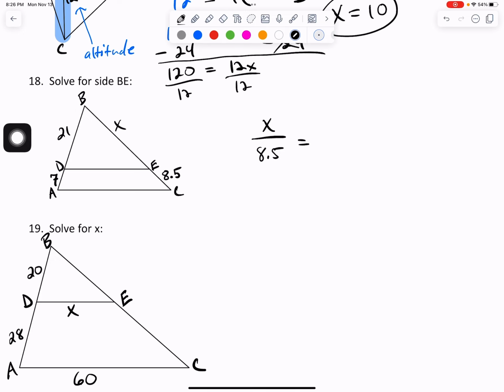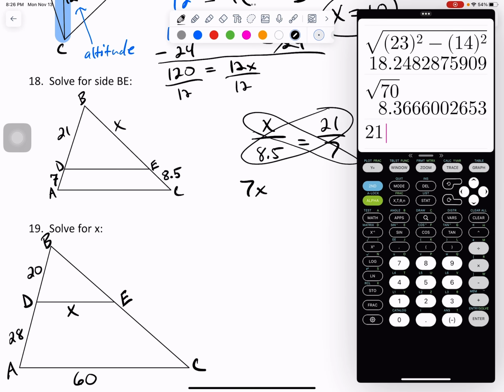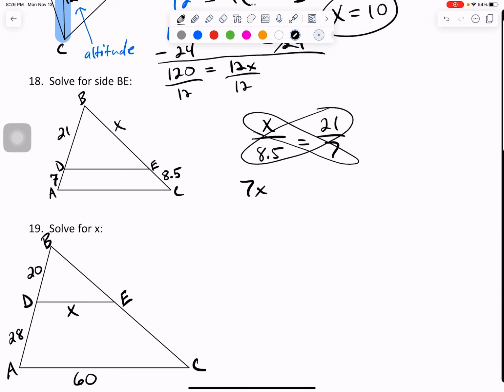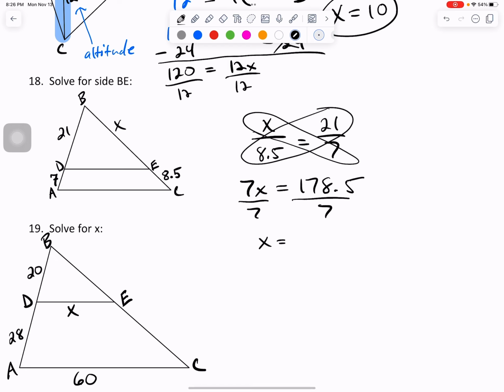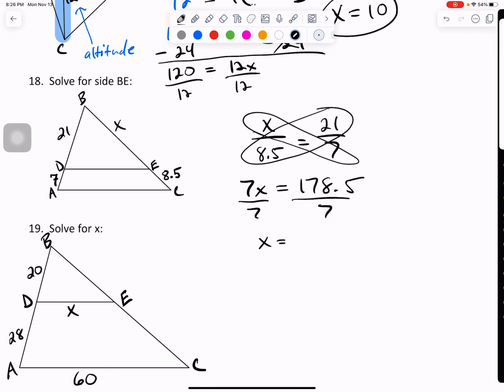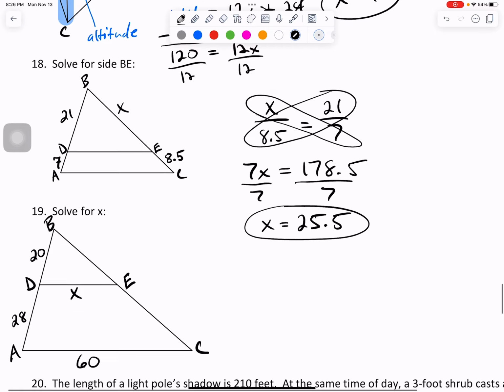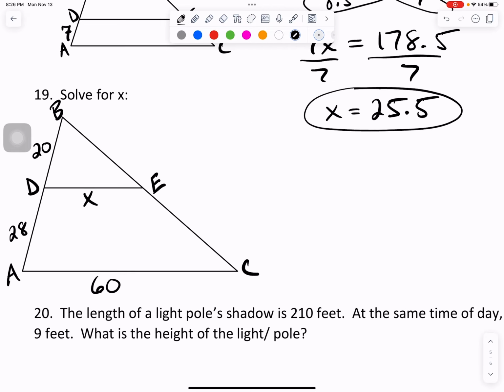All right, so start with the 21. Put that over this 7. Yes, we do cross multiply. 7x equals 21 times 8.5, which is 178.5. Divide each side by 7. X equals 25.5. And that right there is your side length of BE. All right. Moving forward, number 19, solve for x.